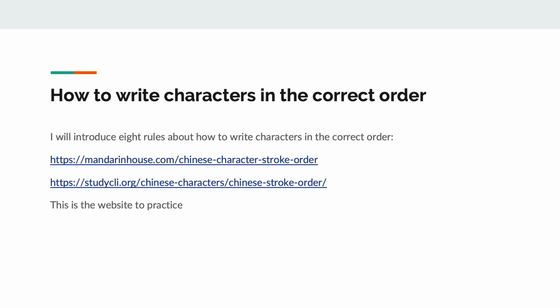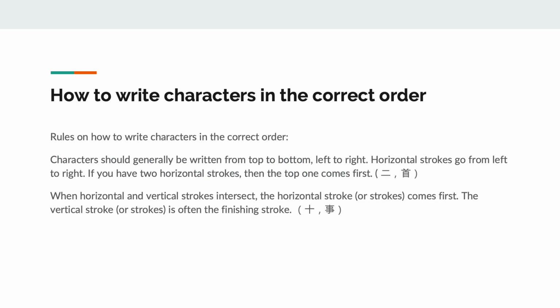Now let's learn how to write the characters in the correct order. I will introduce 8 rules about how to write the characters in the correct order. You can also reference these websites I have included here, and they have the rules on how to write them in the right order. Let's go over the rules.